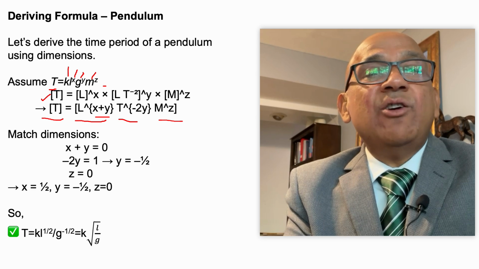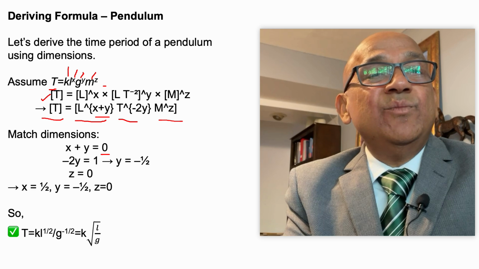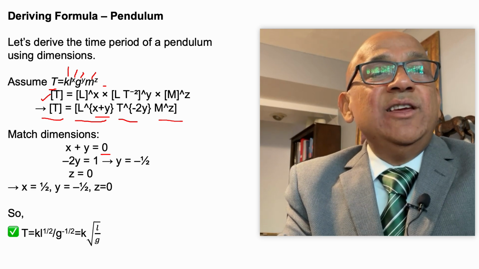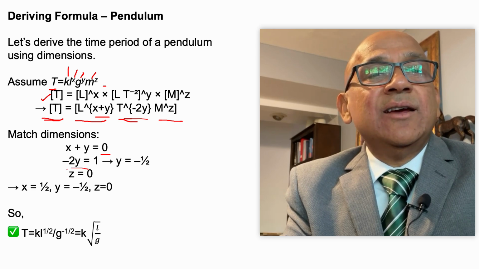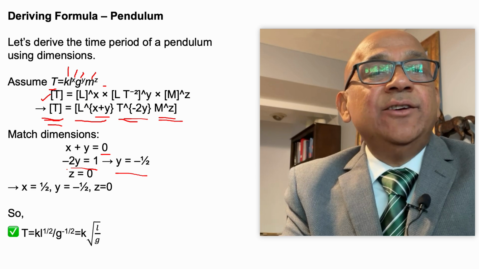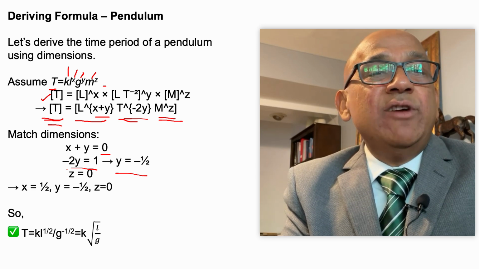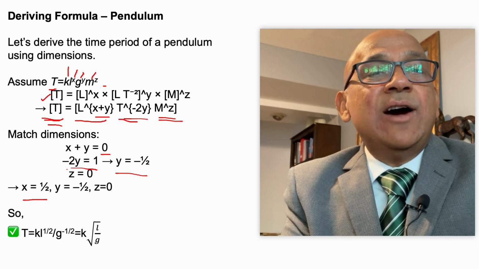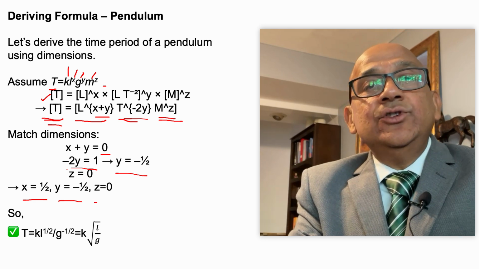Now match the dimensions on both sides. Length on the right hand side is x plus y, and on the left hand side you have 0. Similarly, when you compare the dimensions of T, you get minus 2y equal to 1, which gives y equal to minus half. And then M to the power of z, and there is no M on the left hand side, so z equal to 0. So if you simplify these simple equations, you get x equal to half, y equal to minus half, and z equal to 0.